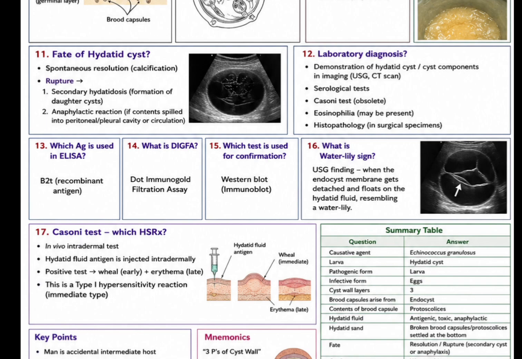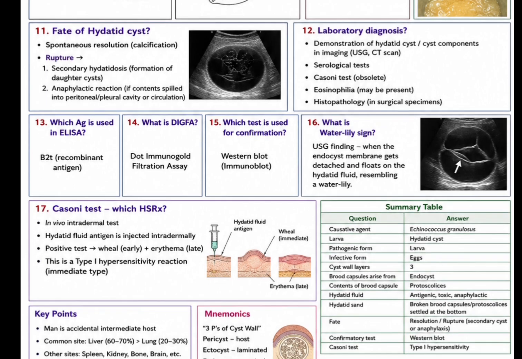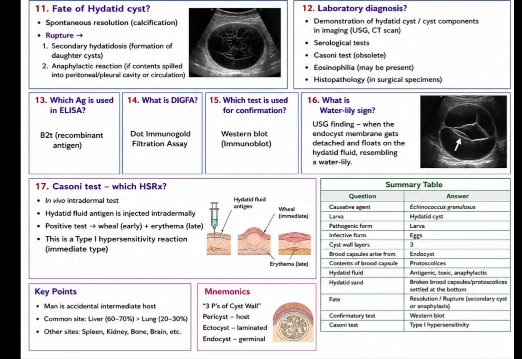These are also MCQs. Which antigen is used in ELISA? B2T antigen, recombinant antigen, to detect antibodies. What is DIG-FA? The full form can be asked. Dot immunogold filtration assay. Which test is used for confirmation? There is Western blot or immunoblot. So there is a summary table given here for revision. So this was all about the questions on hydatid disease.